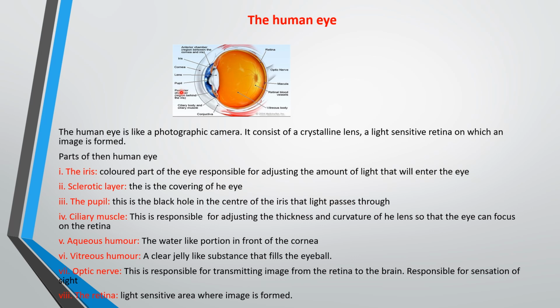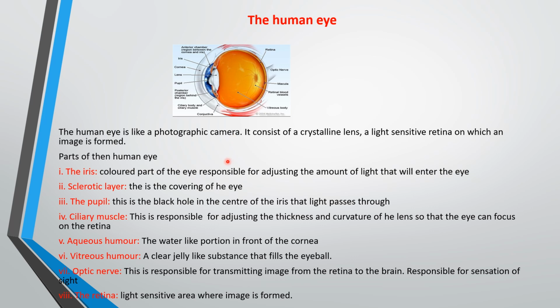Then you also have the human eye. The human eye is also an optical instrument. It is like the photographic camera that we just saw. The human eye has a lens in front of it, and then it has a light-sensitive retina where images are formed. So these are some parts of the eye. You have the iris. The iris, the colored part of the eye, is responsible for adjusting the amount of light that will enter the eye. So you find that the iris is like the diaphragm of a camera. Then you have the sclerotic layer, which is the part that covers the eye.